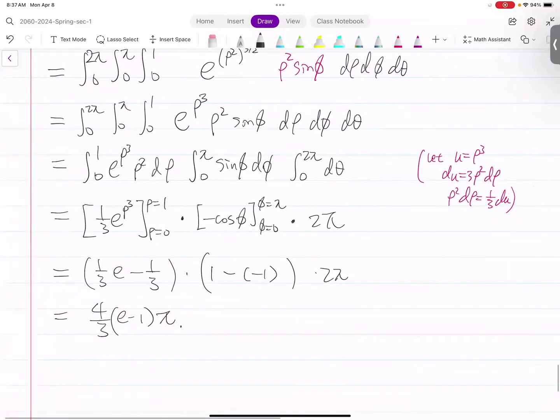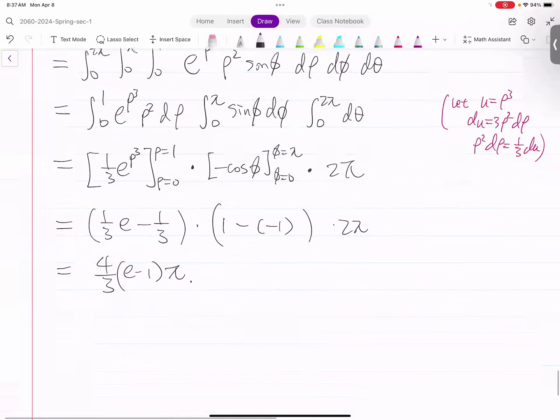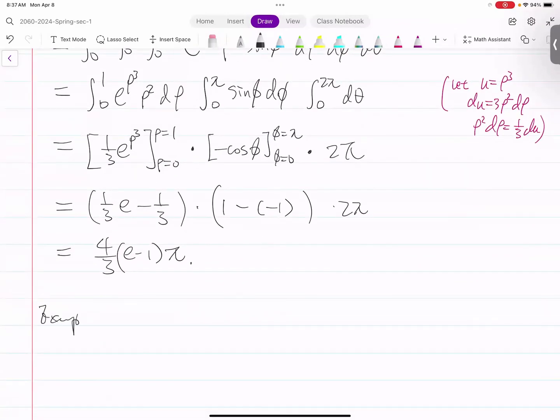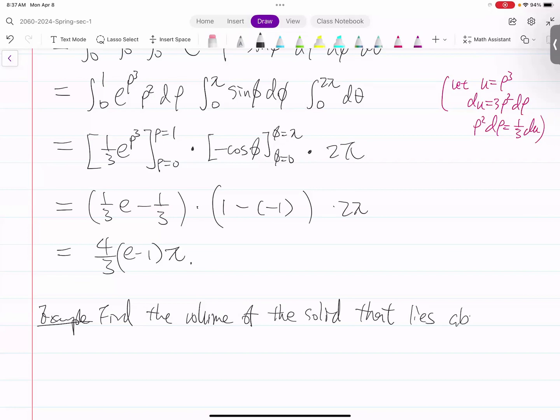And of course, we want to look at more examples. So now find the volume of the solid that lies above the cone, z equal to the square root of x squared plus y squared, and below a sphere. So here x squared plus y squared plus z squared equals z.